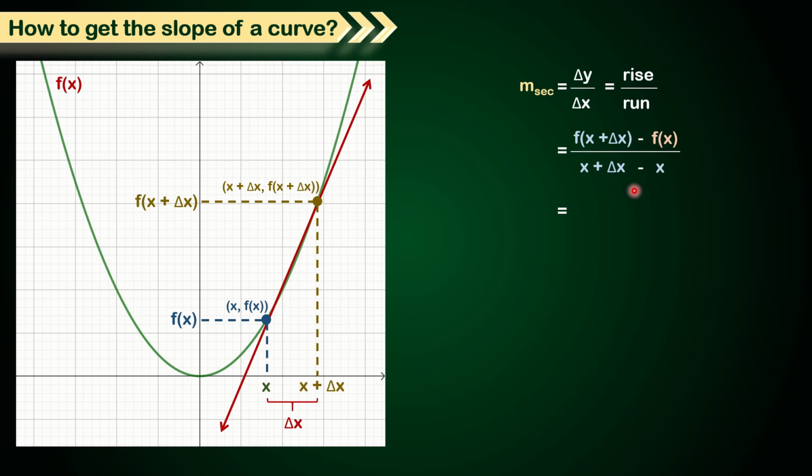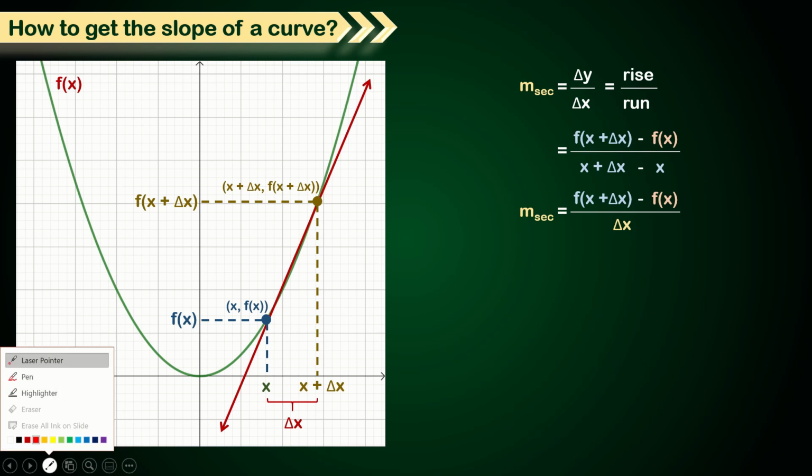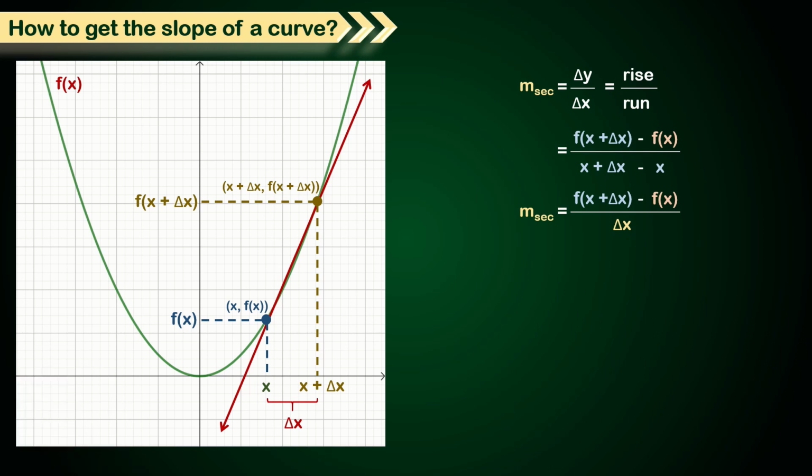Simplify the denominator. x minus x is 0. Then the remaining term is delta x. On the top is the whole numerator. This is now the slope of the secant line. Our goal is to find the slope of a curve at a specific point on it, which is determined by the slope of the tangent line. What we have right now is the slope of a secant line.